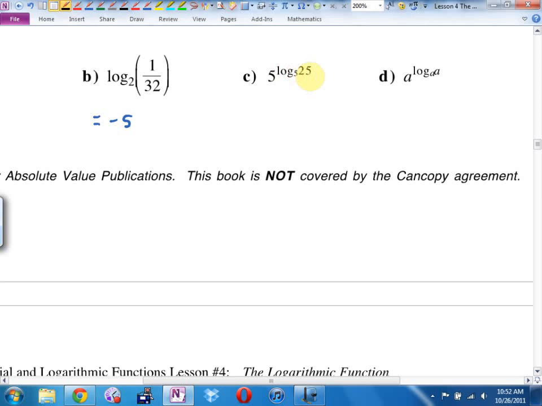I see this question actually as that. Suddenly now it's math 6, grade 6, I think. 5 squared, 5 times 5. D. A to the log base A of A. Do the exponent first. What is the log base A of A? This is just A to the 1, which is just plain old A.